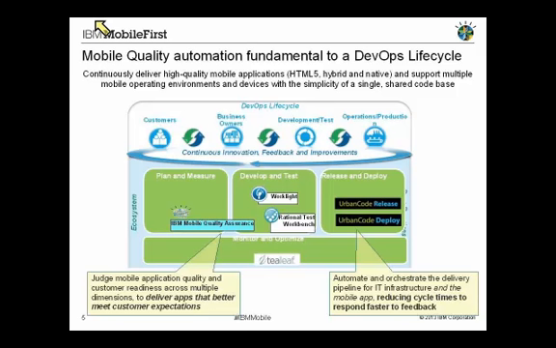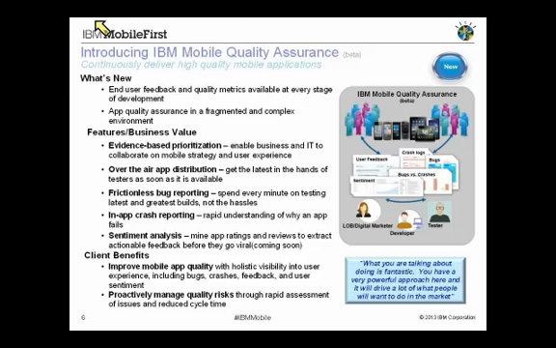One of the things we're going to talk about today is IBM Mobile Quality Assurance. That is one of the key pieces in this both plan and measure, development and test for helping our customers better gauge the quality of their applications to deliver and meet those customer expectations and rapidly respond faster to feedback. And that's what we call IBM Mobile Quality Assurance.